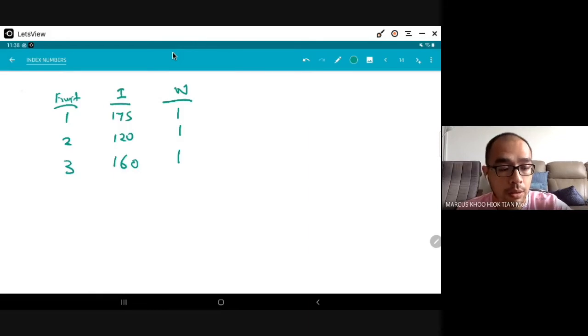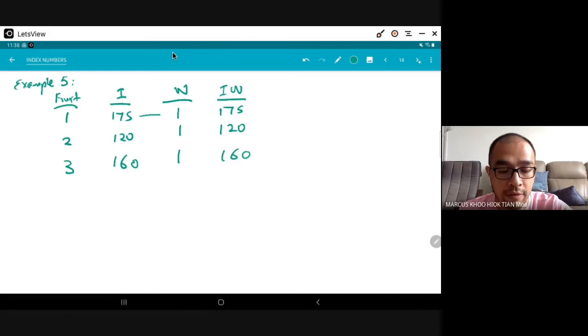Okay, so in example 5, I just want to show this to you. If they don't give you the weightage, we always assume it is 1, 1, and 1. So I times W is 175, 120, 160, because 175 times 1 is 175, 120 times 1 is 120, and so on and so forth. Okay. Total IW and the total W.